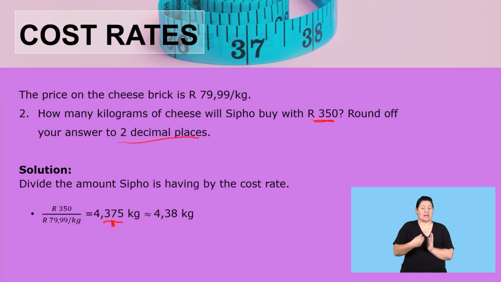I hope you still remember what rounding off to 2 decimal places means. It means we need 2 values after a comma. To round off and have 2 values after a comma, because we need to round off the second decimal place, we look at the third decimal place and check its value. The value of the third decimal place is 5, therefore we are going to round up. As we adjust the 7 upwards, we are going to have 4,38 kilograms. So that is the kilograms of cheese that Sipho will buy.